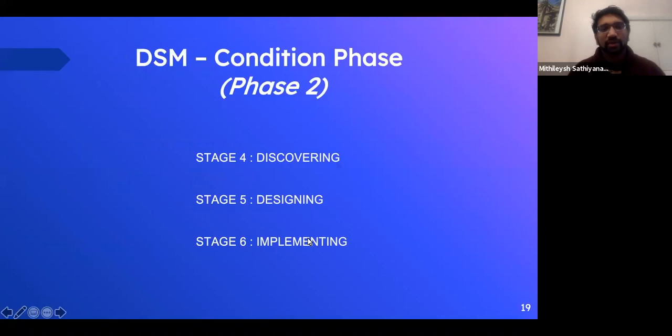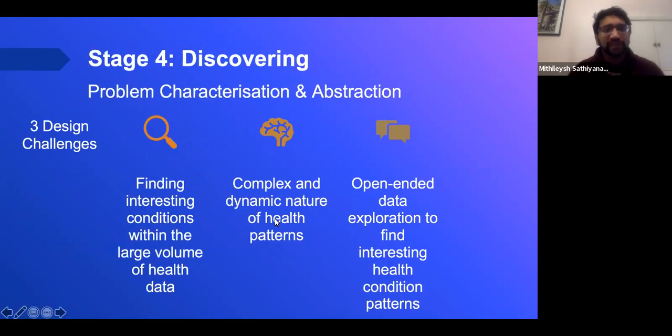And moving to the condition phase, that is phase 2, we again have 3 stages: the discovering stage, the designing stage, and the implementing stage. So in stage 4, as I mentioned, this stage is very critical. The reason is you need to really understand the design challenges for healthcare 5.0. You need to characterize the problem. You need to abstract the problems.